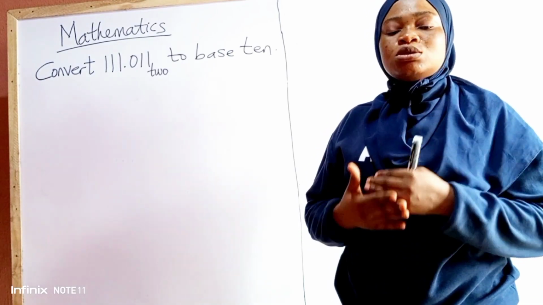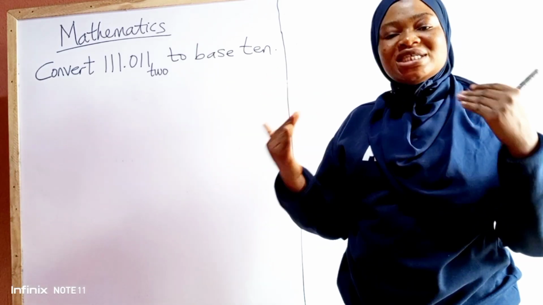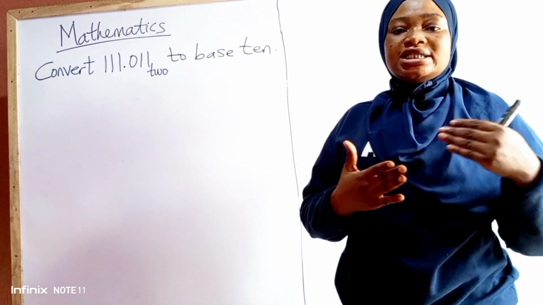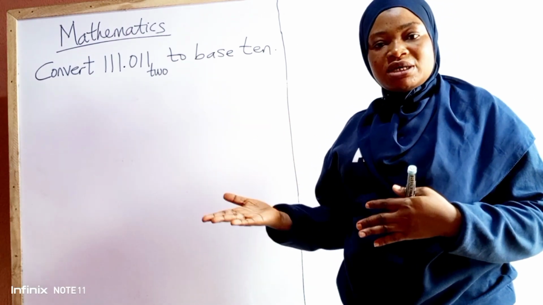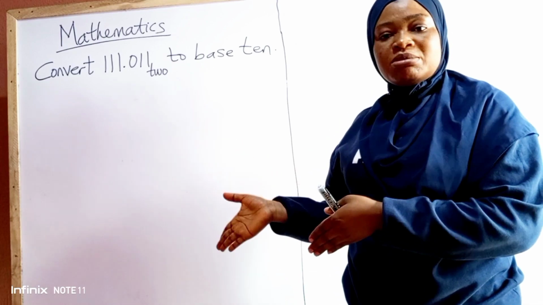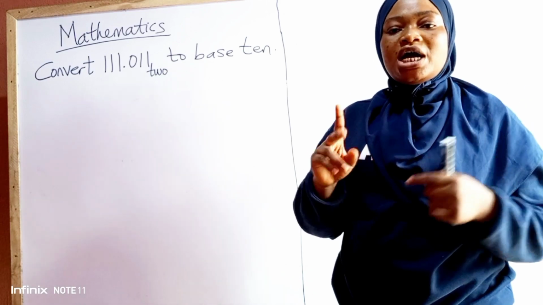So in today's class, I want to teach you how you can convert from base 2 into base 10. Base 2 is known as binary numbers, and base 10 is known as decimal numbers. That is, the numbers that we are used to are decimal numbers. So the binary number has just two digits, 0 and 1.